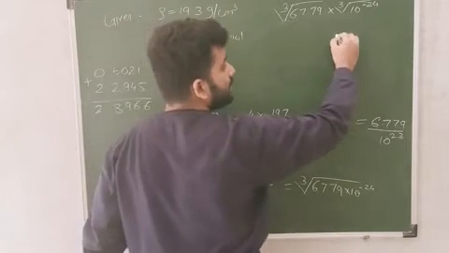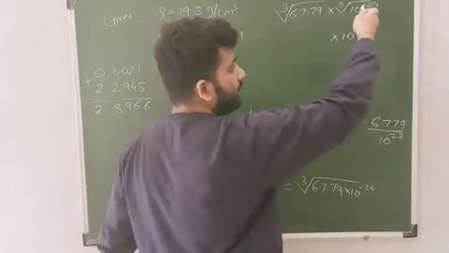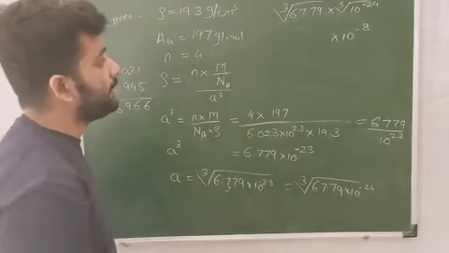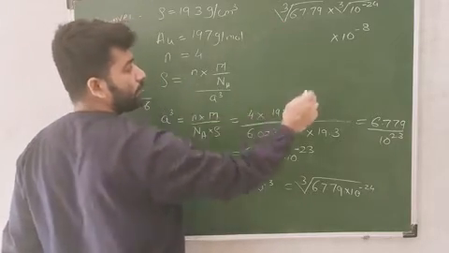So this will be what? 10 raised to minus 8 divided by... 24 divided by 3 will give you 8, 10 raised to minus 8. Now we have to solve the cube root for this answer.